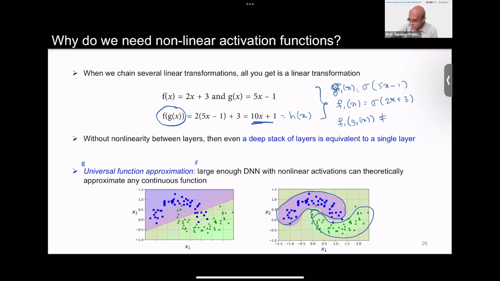This cannot be written as some sigma times something, some h1 of x, right? So I cannot basically collapse it as one nonlinear function. Okay, thank you. That was the main message.